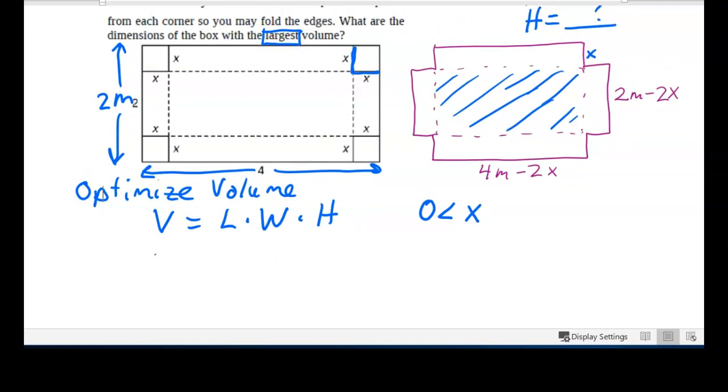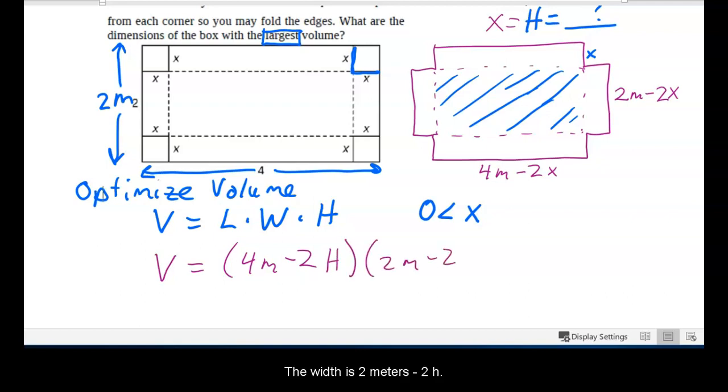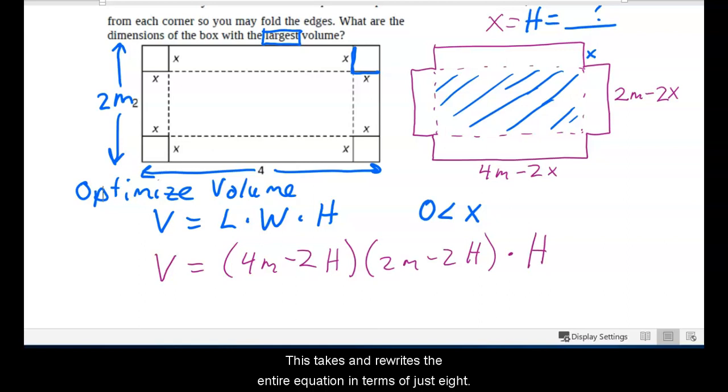Based on my current interpretation, I now have that the length is 4 meters minus 2x, or 2h, where h is the height. And you can use x or you can use h. Either one will work since x and h are the same. We'll use h just to make it consistent. And the width is 2 meters minus 2h. And then I have h. This rewrites the entire equation in terms of just h. I'm trying to optimize volume, so that is the equation I'm going to be taking the derivative of.